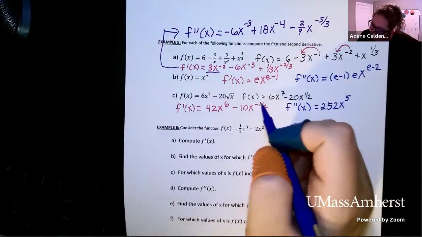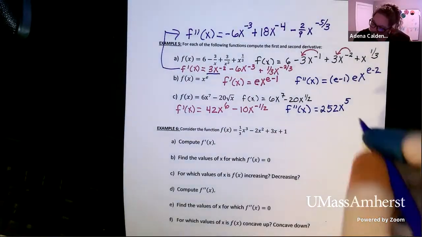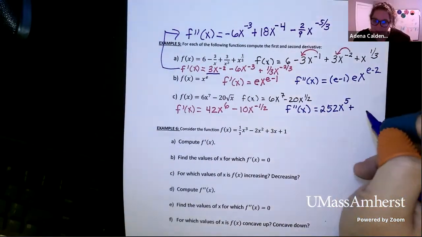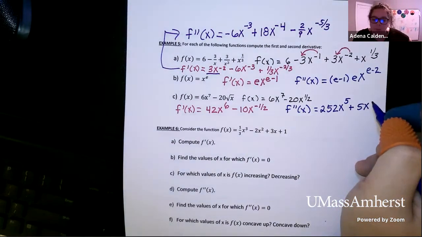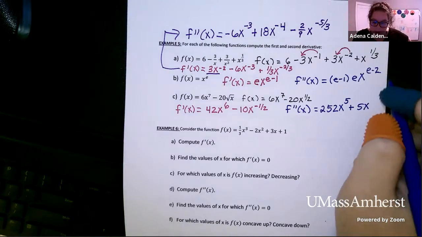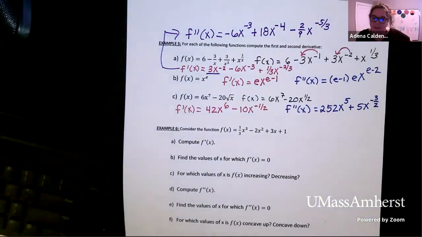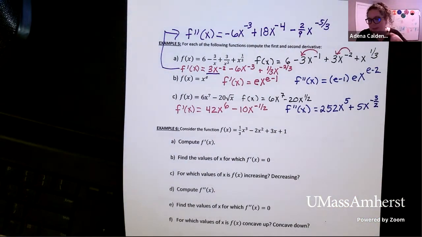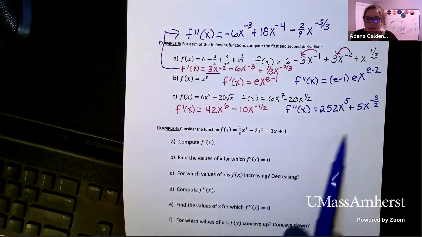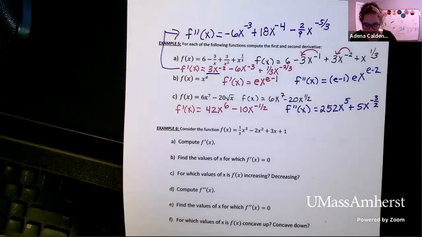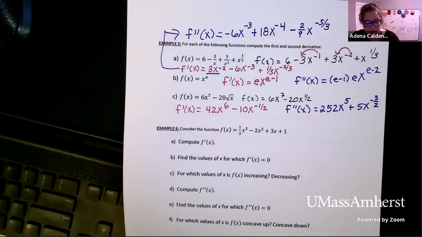And then the second term, negative half comes down to multiply this minus 10. The negatives are going to cancel. Half times 10 is 5x. Now, negative 1/2 minus 1 is going to be negative 3/2. So my second derivative looks like that. So again, once I have my first derivative, I can apply the rules again to get information about the second derivative. Okay, so that's how the second derivative works.